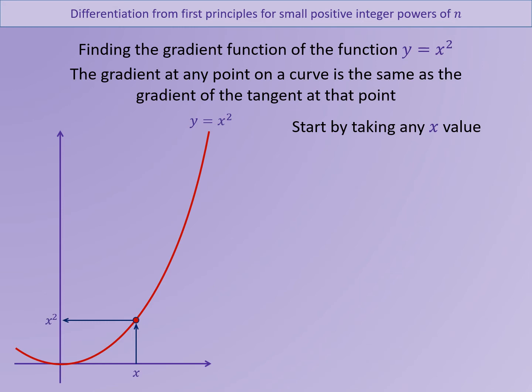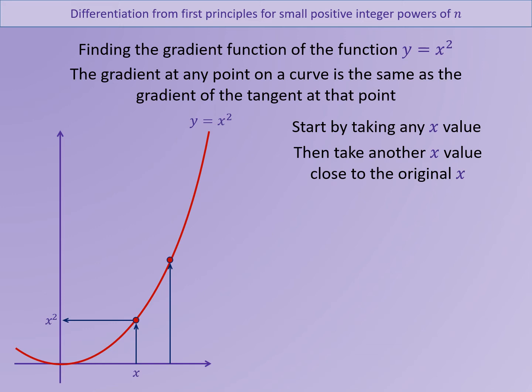Great. Now what I'm going to do is choose a different point on the curve, one that is just a little bit further on from the point I already have. You've got to imagine that the difference in the two x values between the two points is very small. So this x value I'm going to call x plus h, where h is a very small value, meaning that the two points are very close to each other.